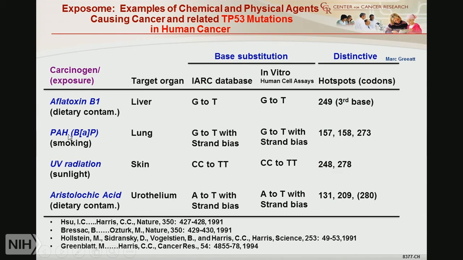Tobacco smoking, which contains many polycyclic aromatic hydrocarbons, causes primarily G to T transversions, and at multiple sites. Ultraviolet light on skin causes very unique CC to TT mutations, primarily at 2 sites. And this dietary contaminant has been recently shown to cause renal cancer, and it causes AT mutations with strand bias.